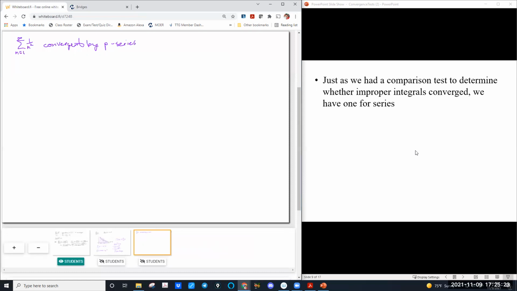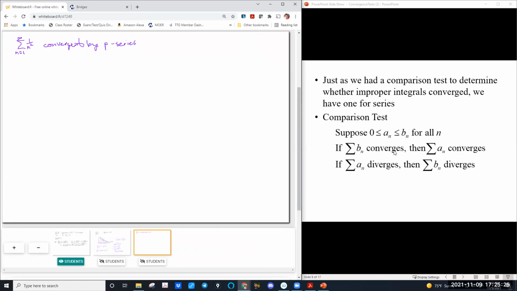But we have a comparison test that we can use those p-series with. This is the exact same test that you had for improper integrals. If you have a convergent series and you can show that the other series is less than it, then you can test for convergence. If you have a divergent series and you can show the other series is larger, you can test for divergence. So they only work in one direction. So we do have to make sure that the hypothesis is met. Okay. So here's an example.